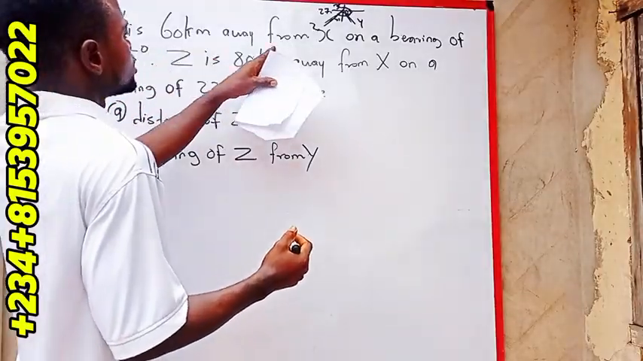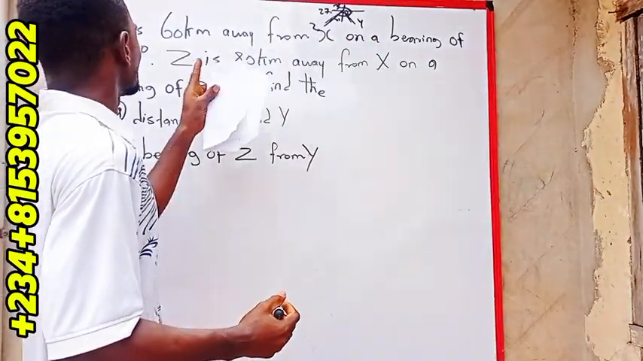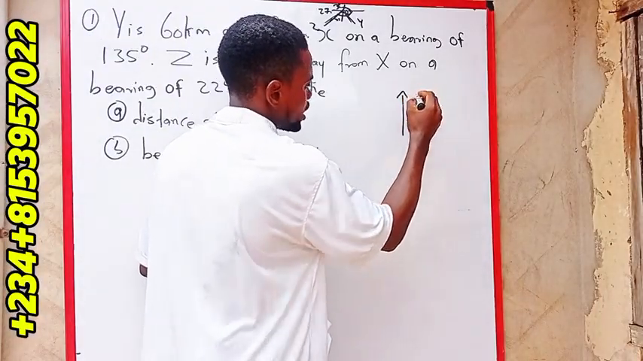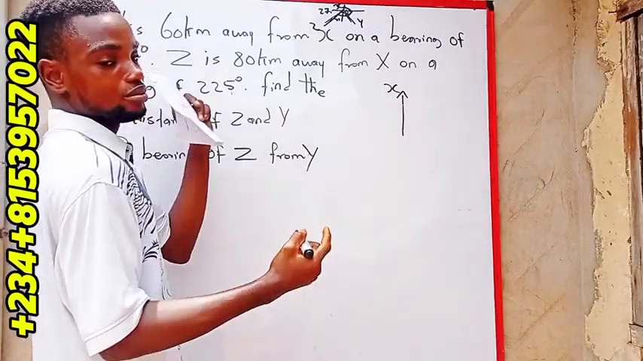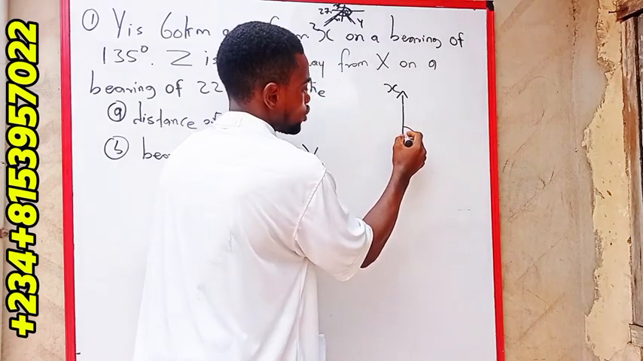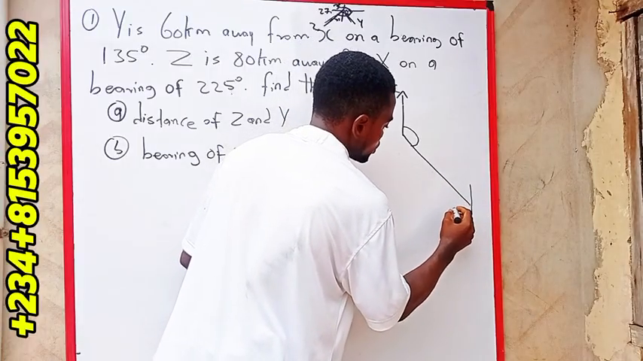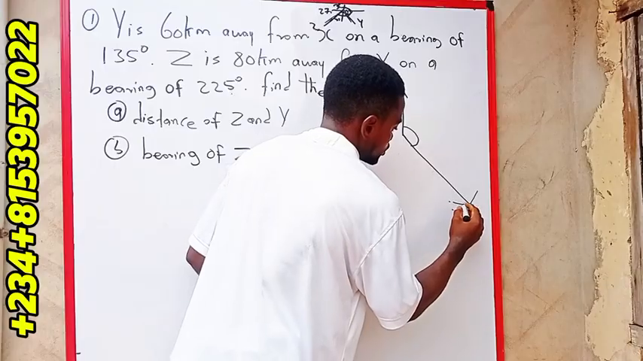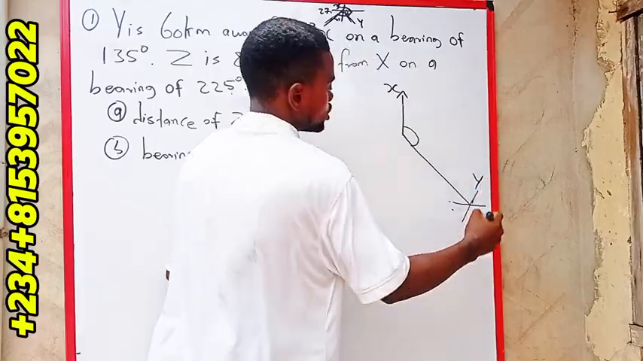It says that Y is from S, and then it is 135. So this is X. Point X is this. Now, you have to locate 135, which is going to be the bearing of Y. So 135 comes from here. It's going to fall under this quadrant. Take it to this place. Now, this point is going to be our point Y. You get?